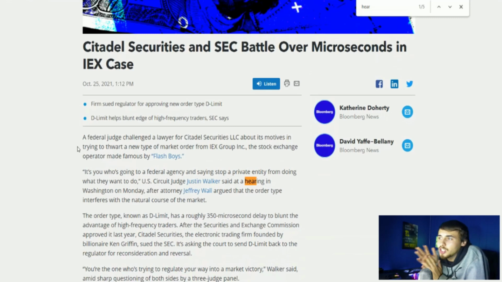A federal judge challenged a lawyer for Citadel Securities LLC about its motives in trying to throw out a new type of market order from IEX Group Inc., the stock exchange operator made famous by Flash Boys. In quotes, "It's you who's going to a federal agency and saying stop a private entity from doing what they want to do," U.S. Circuit Judge Justin Walker said at a hearing in Washington on Monday, after attorney Jeffrey Wall argued that the order type interferes with the natural course of the market.